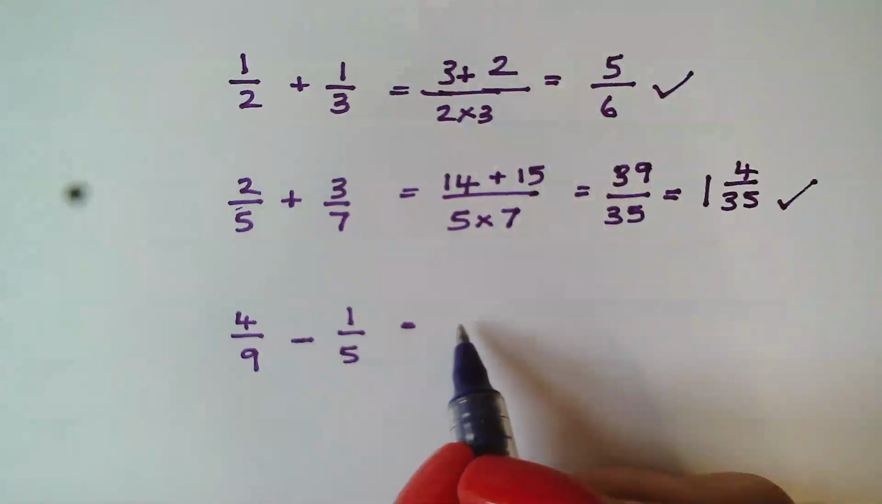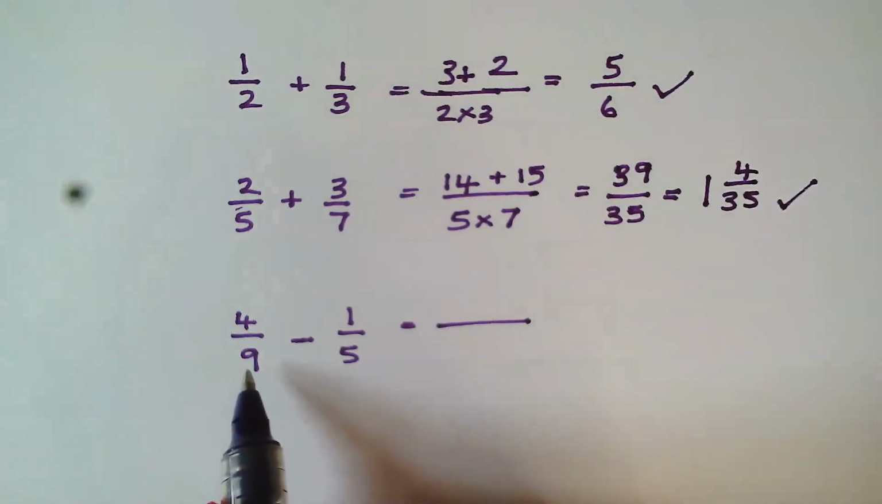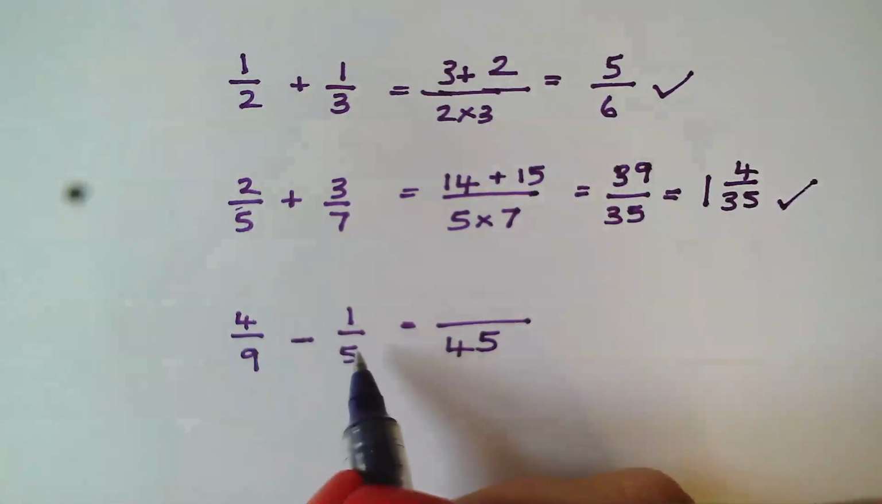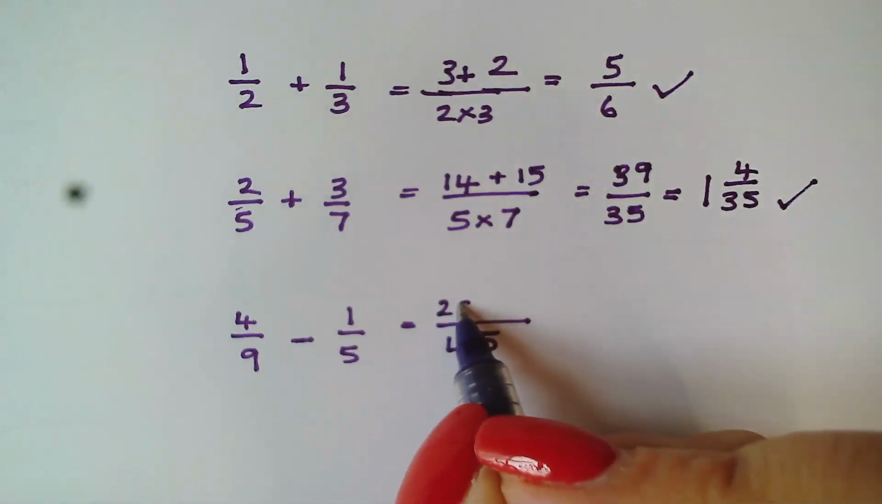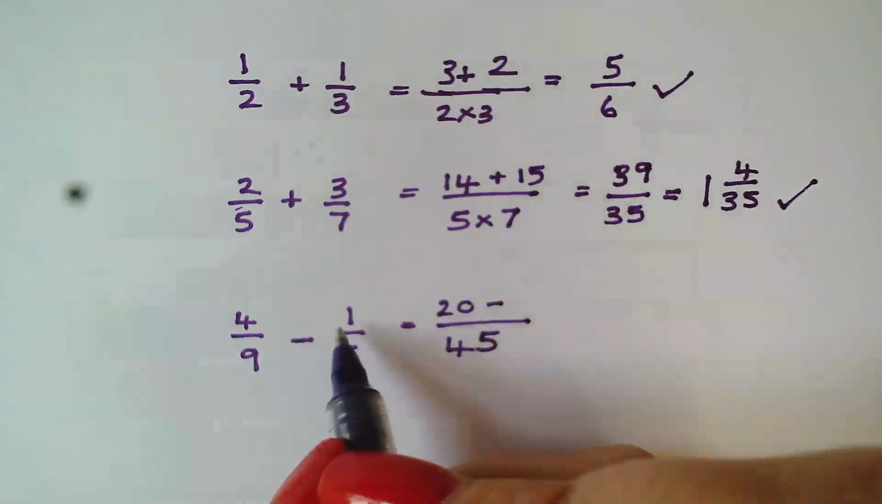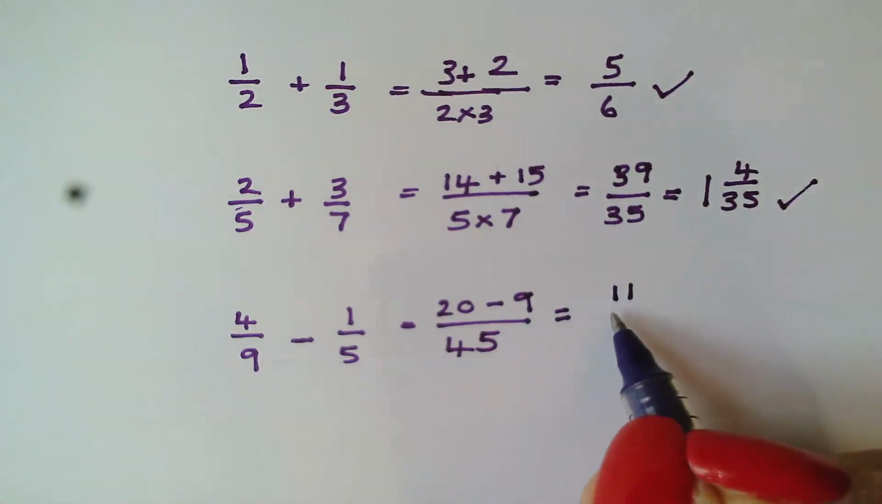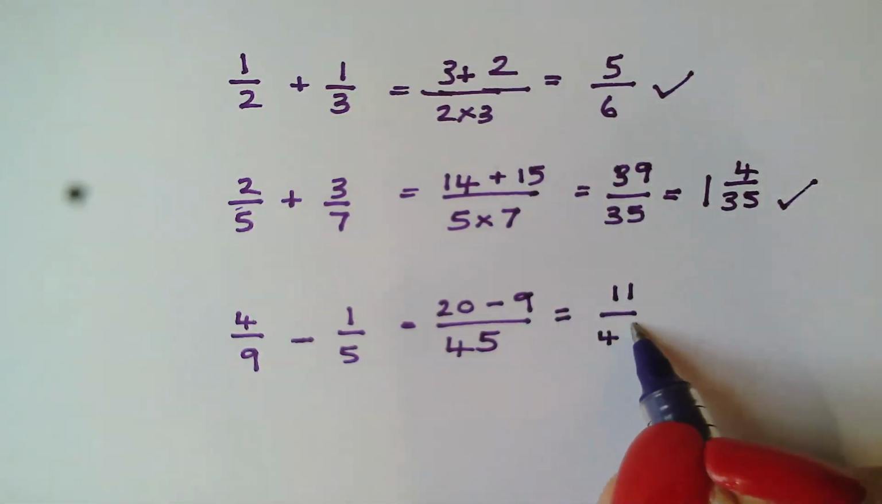A subtraction, then, follows the same process. We have to have a common denominator. 9 multiplied by 5 is 45. 4 multiplied by 5 is 20, and we're subtracting 1 multiplied by 9, equals 11 over 45.